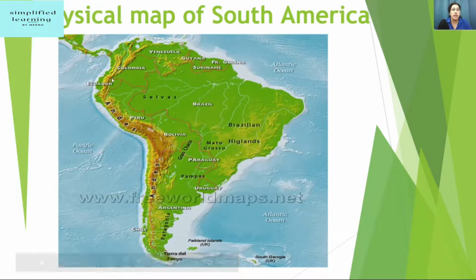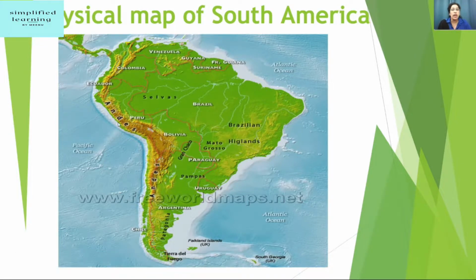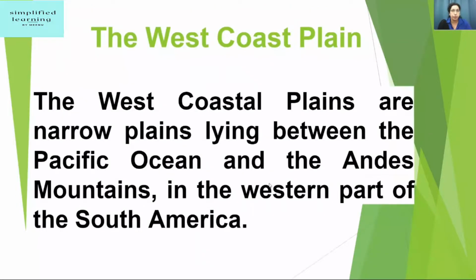The second one is the Andes Mountains. So you can see, right from the north to the south, in the western part of South America, we have the Andes Mountains. Clear? And the third, we have Central Plains. This area is between the Andes and the Eastern Highlands. And the last physical feature is Eastern Highlands, which consist of the Guyana Highlands here and the Brazilian Highlands. Clear? So this is a physical map of South America.